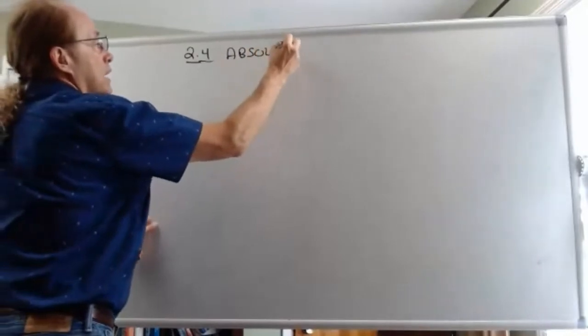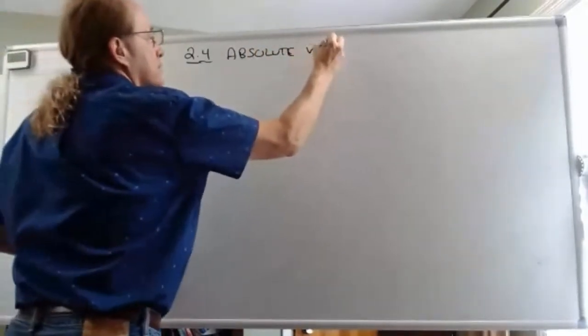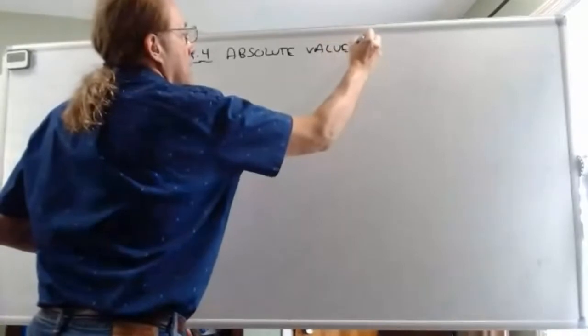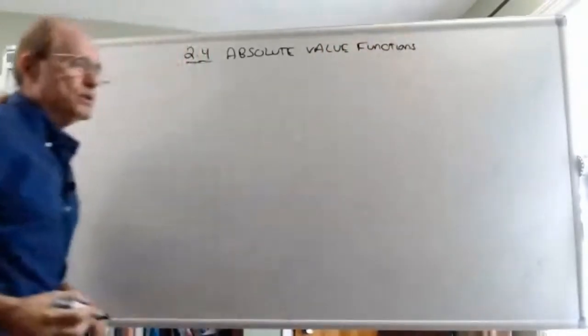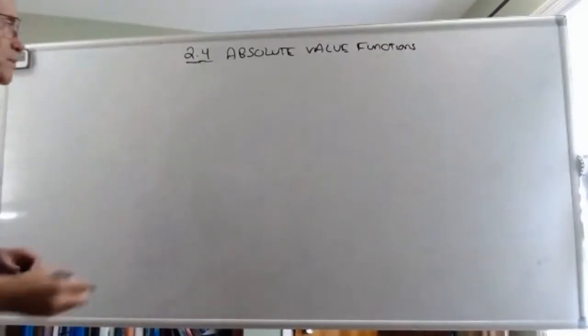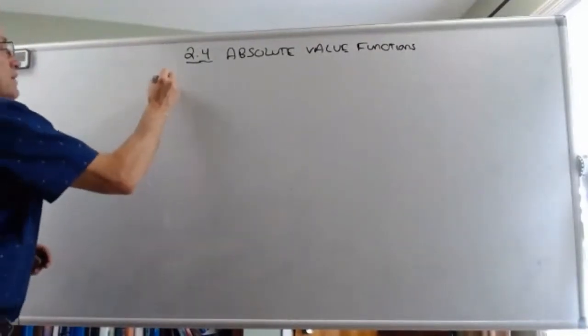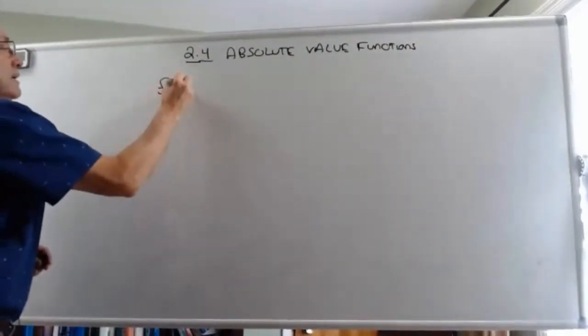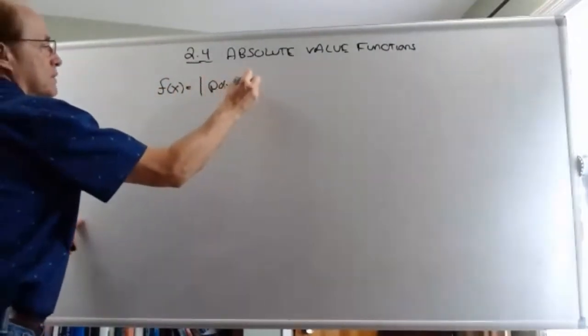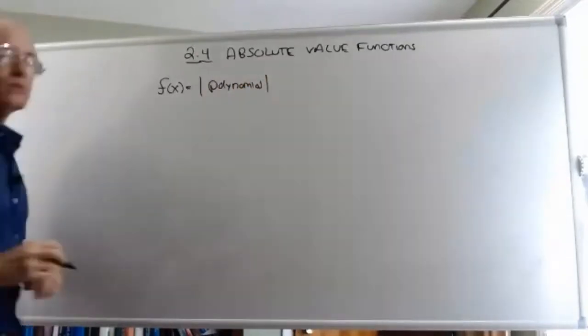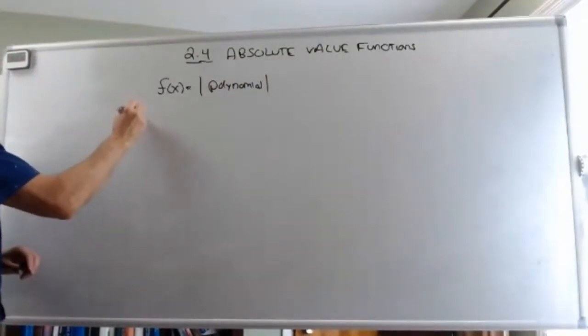Absolute value functions. And again, we're only going to be dealing with polynomials, most of the time linear polynomials. So you're looking at some f of x that is the absolute value of some polynomial. That's all it is. So we look at some simple examples.